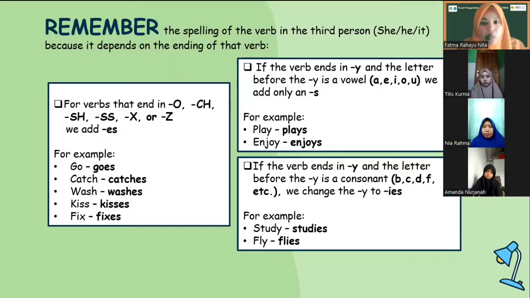If the verb ends in y and the letter before the y is a vowel, a, i, u, e, o, we add only s. For example, play becomes plays. If the verb ends in y and the letter before the y is a consonant, b, c, d, f, etc., we change the y to ies. For example, study becomes studies.